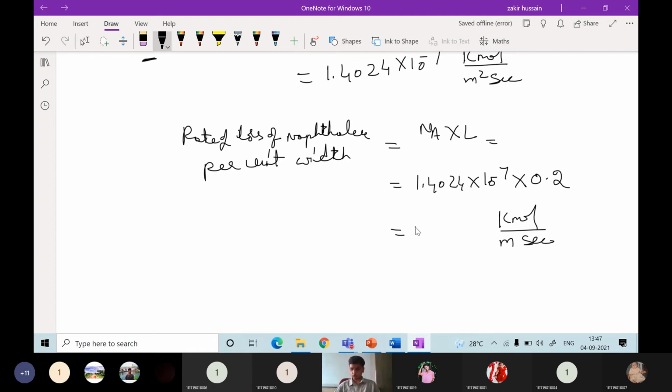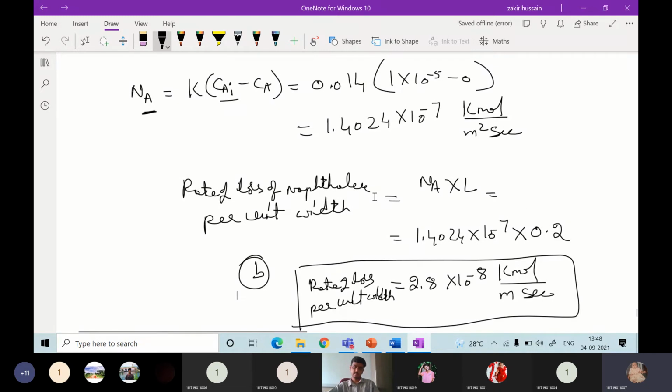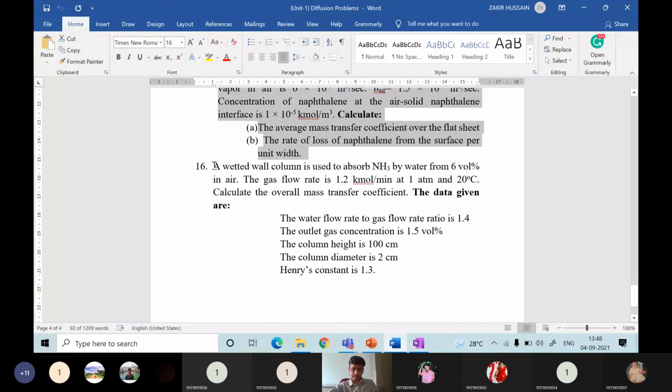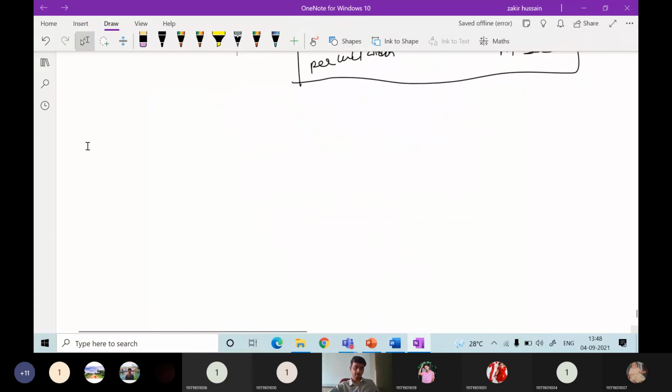1.4024. So you will get the answer 2.8 into 10 power minus 8 kilomole per second. So this is the rate of loss per unit width of your sheet. So this is the B bit, the answer for B bit. Any doubts? Yeah, okay, then next one more problem we will see. The next one is based on experimental data, we can say. So this one is one more problem.